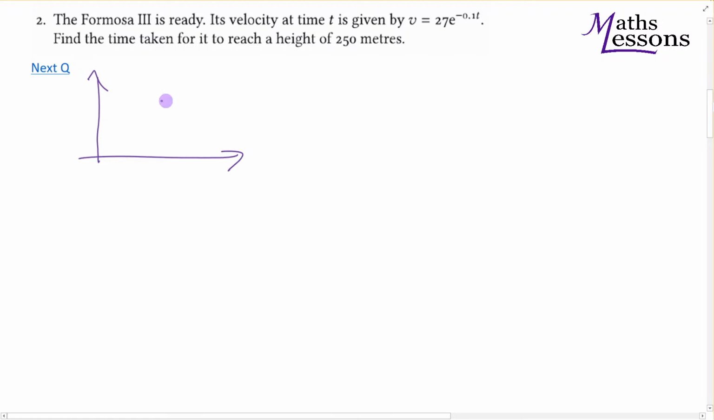Here we go. So I'm going to draw a picture of this. Now, if we're doing v = 27e^(-0.1t), that's going to be an exponential that goes down. And when t is equal to 0, e^0 is equal to 1, so that v is equal to 27. So it's going down like that from 27.